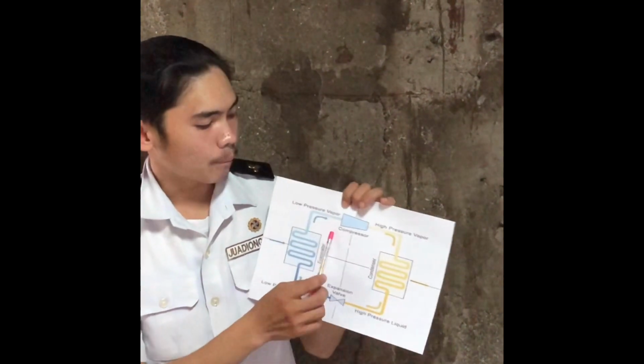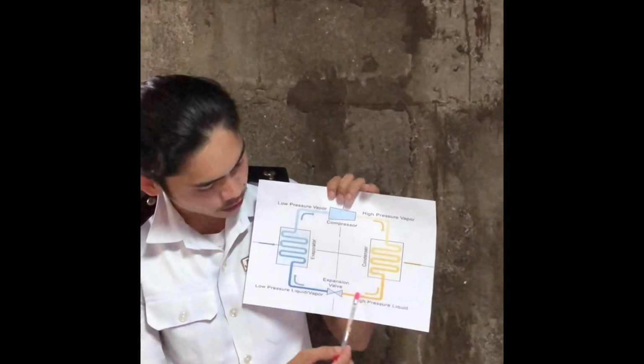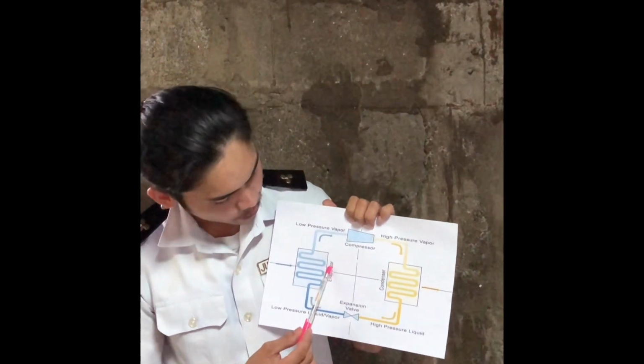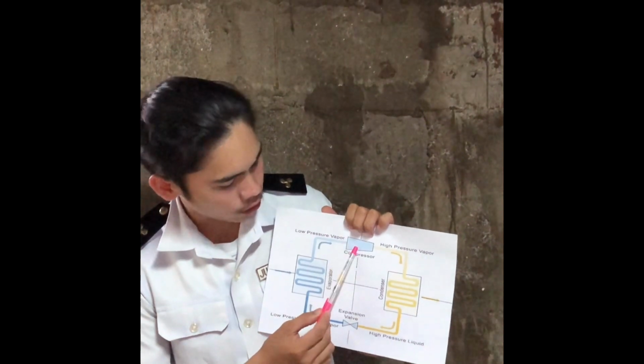The cycle of refrigerant starts in the compressor. Then it goes to the condenser. Then from the condenser to the expansion valve. Then from the expansion valve to the evaporator, and it ends from the evaporator back to the compressor.